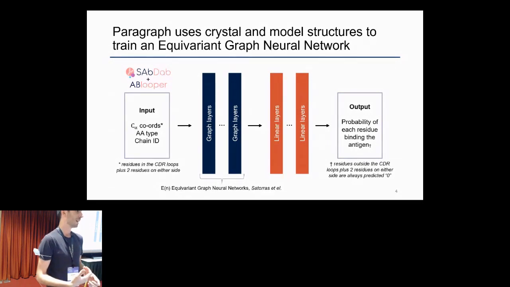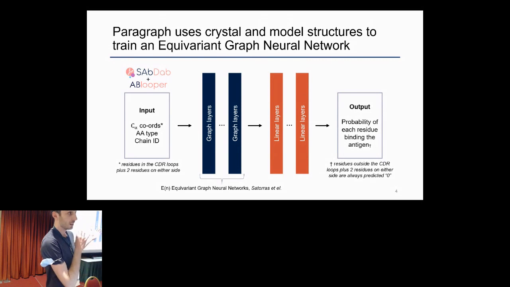And the reason for doing that is that we really need our predictions to work well on model structures, because we're very unlikely to have the crystal structures in real life. They're very costly and time expensive to obtain. And if we do have the crystal structures, it's very likely to actually be in contact with the antigen. So we don't need to predict the paratope in those instances.